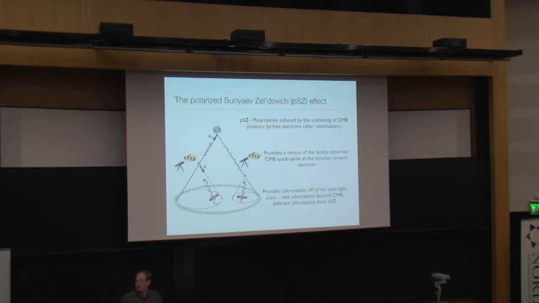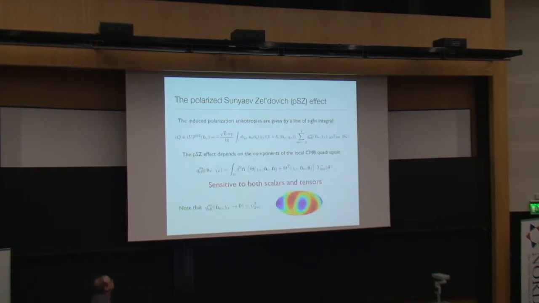Okay, so the other thing is the polarized SZ effect. So if we look at the polarization of these photons that are scattered off of free electrons after reionization, in the presence of a quadrupole, you get a polarization. And so the polarization anisotropies give us, in a sense, a census of the locally observed CMB quadrupole at the position of all these electrons. So every electron is a really primitive CMB satellite that tells us its dipole and its quadrupole in principle projected along the line of sight.